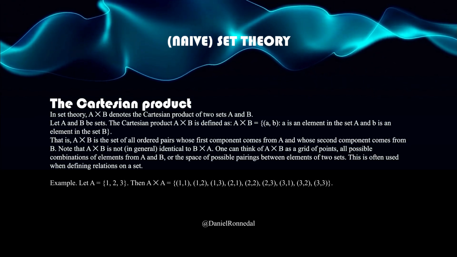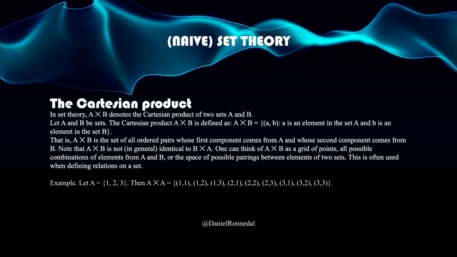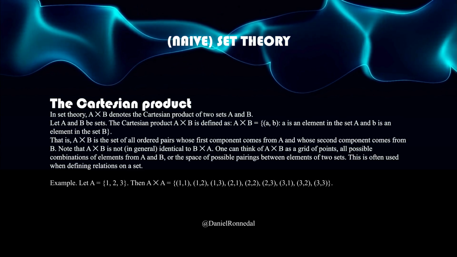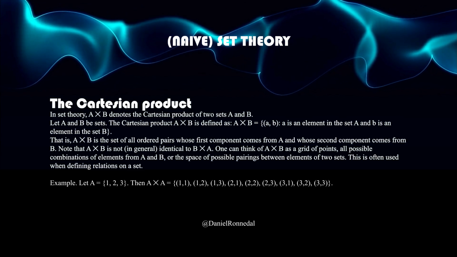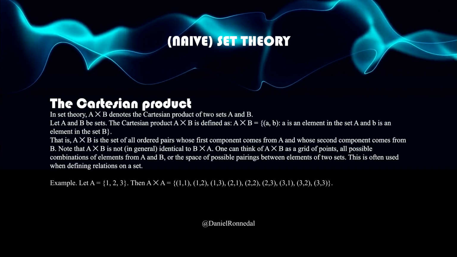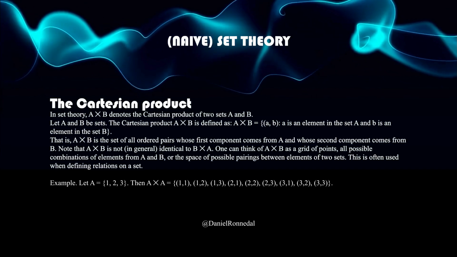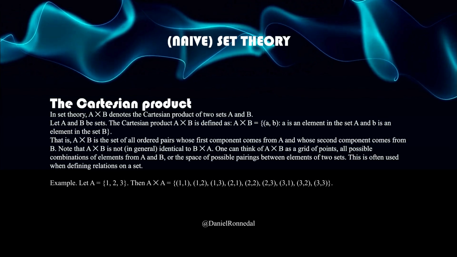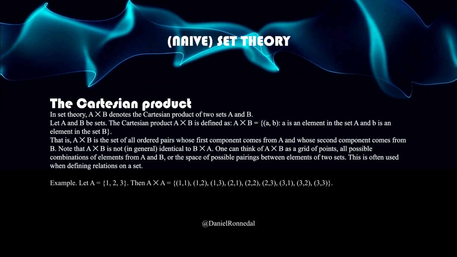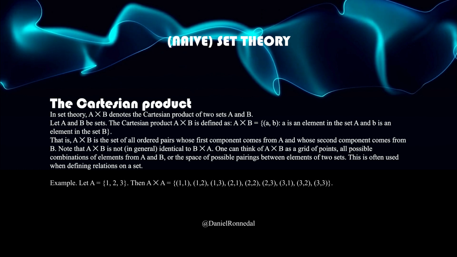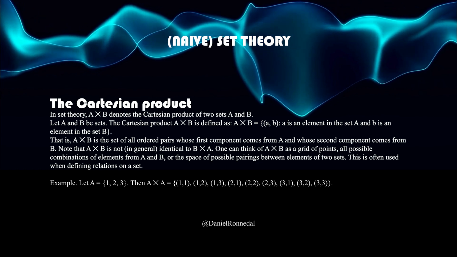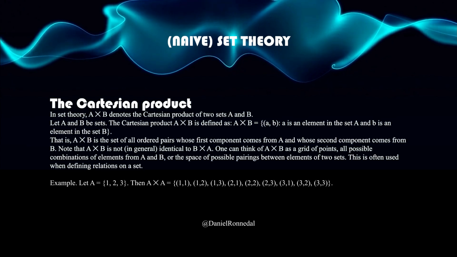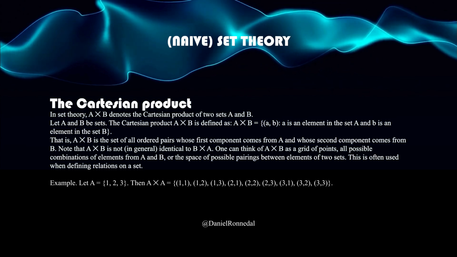Let A and B be sets. The Cartesian product A × B is defined as A × B = the set of all ordered pairs (a, b) such that a is an element of the set A and b is an element of the set B. That is, A times B is the set of all ordered pairs whose first component comes from A and whose second component comes from B. Note that A times B is not identical to B times A.